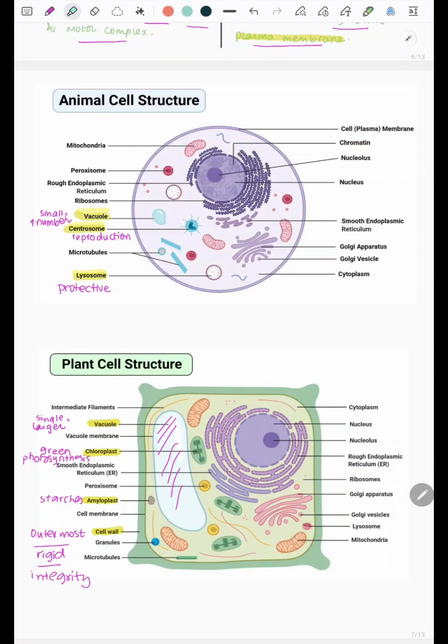The common structures of plant and animal cell include the cell membrane, the nucleus containing a large central nucleolus, the smooth endoplasmic reticulum, the rough endoplasmic reticulum, Golgi apparatus, Golgi vesicles, cytoplasm, mitochondria, and the ribosomes. We'll study the detailed structure and function of these organelles in the upcoming lectures.